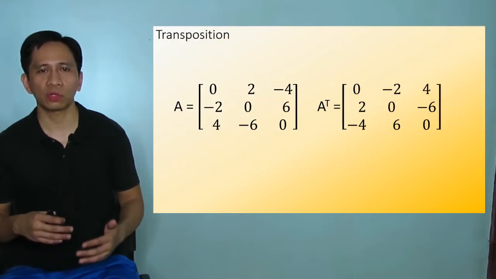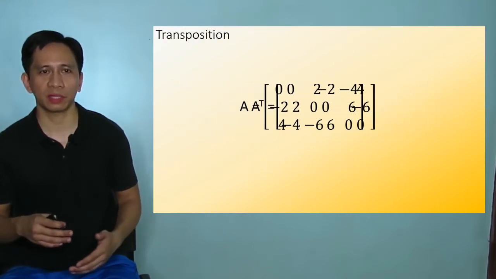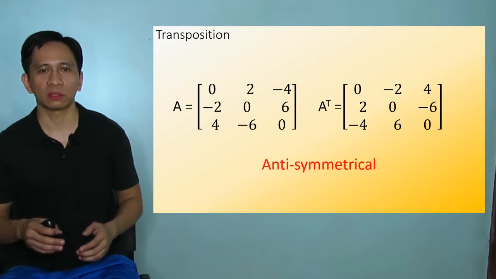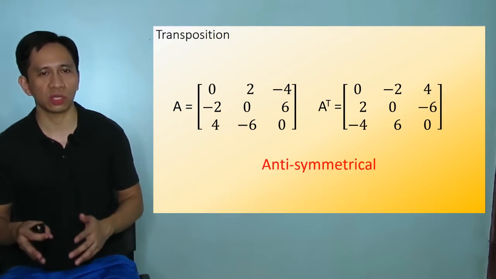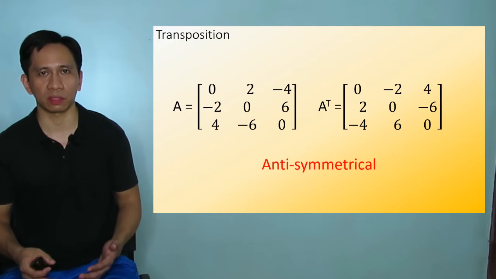There are also what are called anti-symmetrical matrices, where the transpose of a matrix is just the negation of the original matrix.